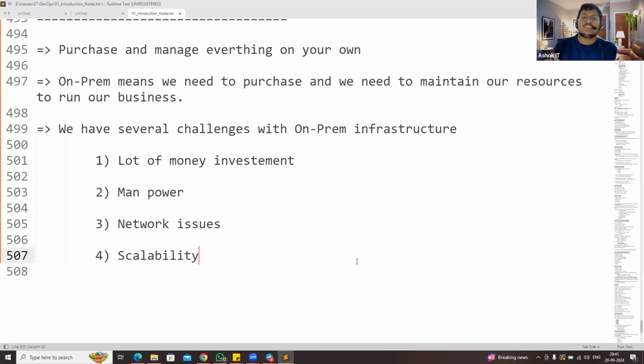Where to keep those machines? What about the power supply? What about the network connectivity? What about the storage for those machines? What about the electricity for those machines? Scalability issues you need to handle.